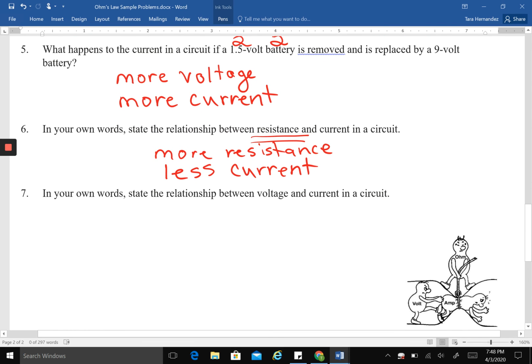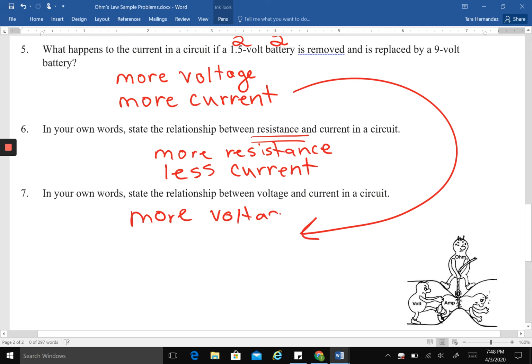And what was our relationship between voltage and current? Well, here you go. More voltage, more energy, so more current. So hopefully this will help you understand Ohm's law and feel more comfortable being able to do the math.